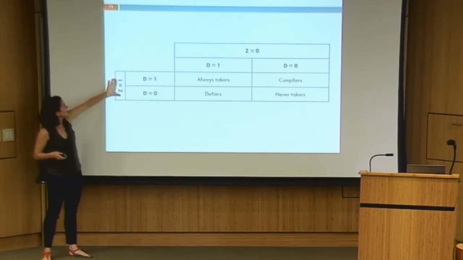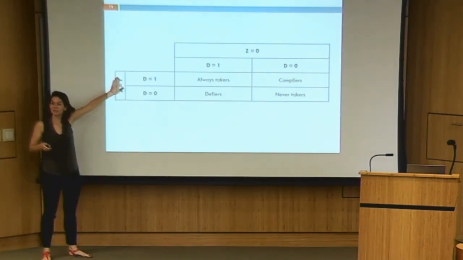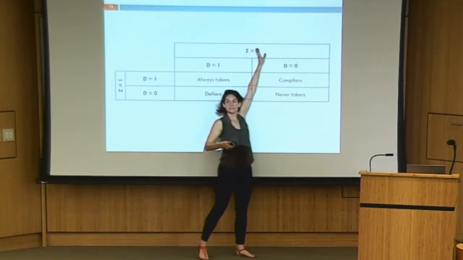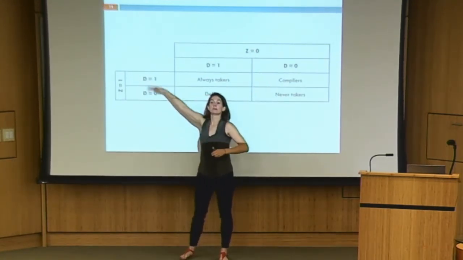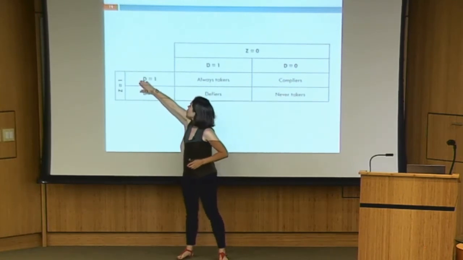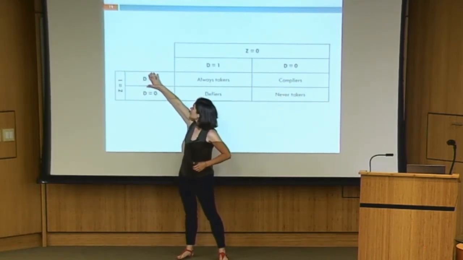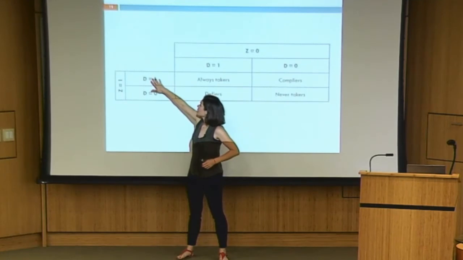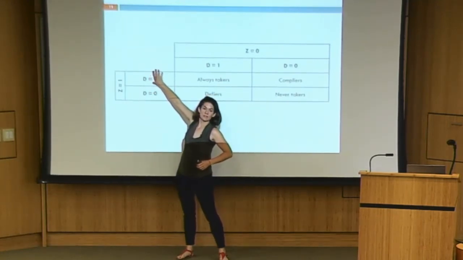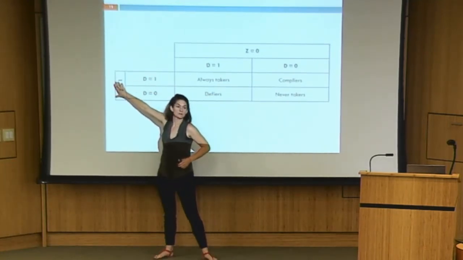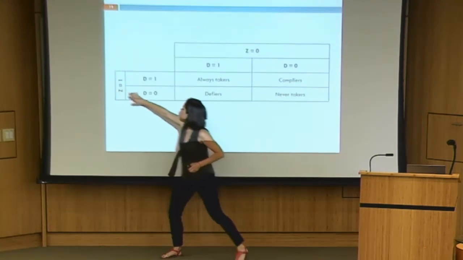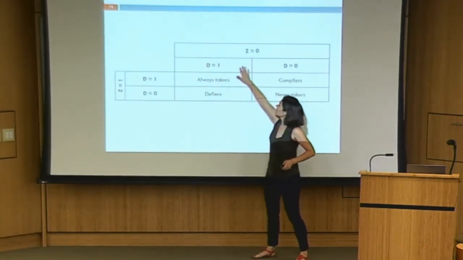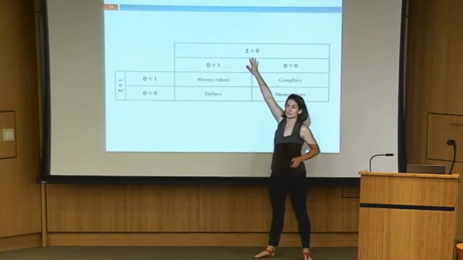So Z equals 1 is assignment to the treatment condition. Z equals 0 is assignment to the control condition. Over here, these are the potential values, right? So D equals 1 is take up of the treatment under assignment to the treatment condition. D equals 0 is take up of not the treatment under assignment to the treatment condition. And similarly over here, when you're assigned to the control condition.